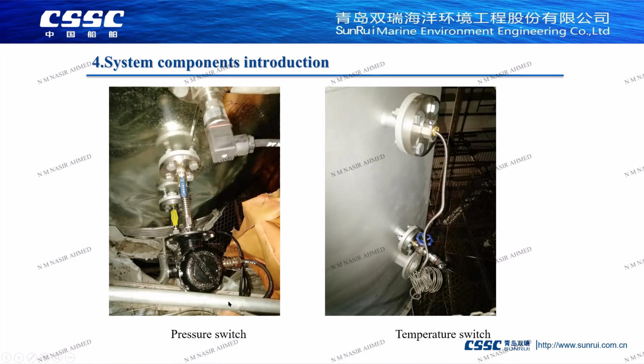In addition to the pressure switch, we have also installed the temperature switch. The temperature switch is installed at the top of the desulfurization tower, where the exhaust vents are. The main purpose of the temperature switch is to ensure that the temperature of the flue gas entering the scrubber and discharging the exhaust gas meets the requirements after washing.